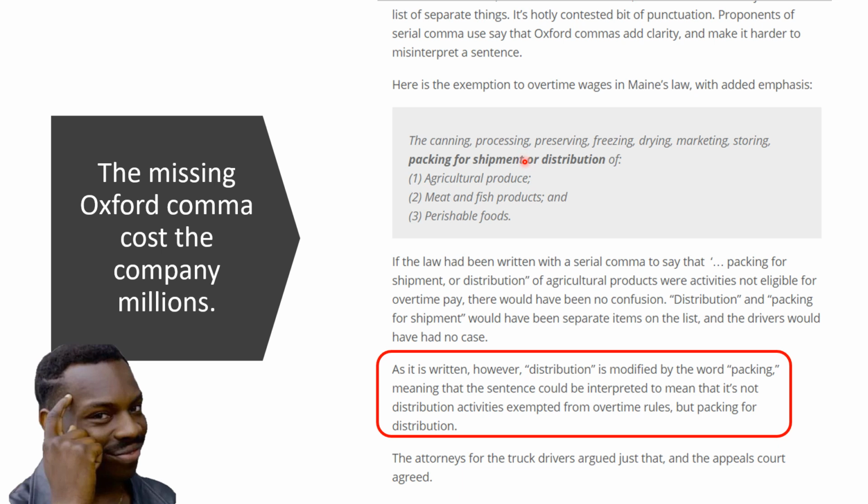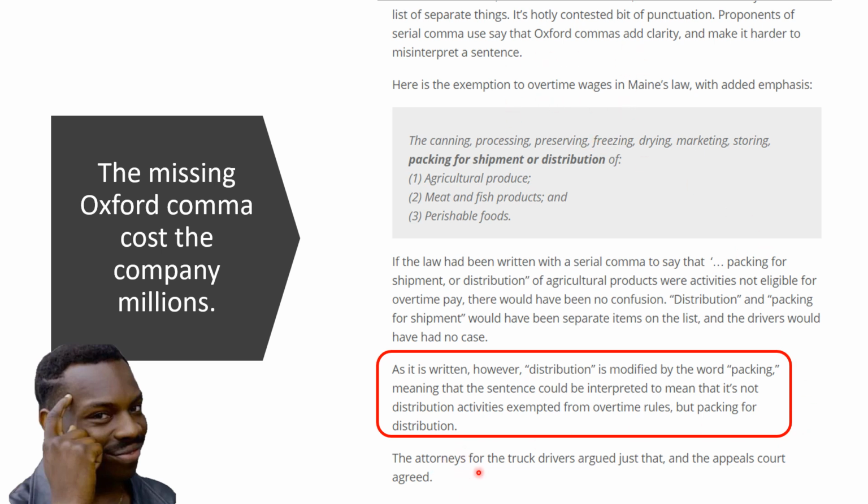Okay? Pag nalagay, if you place an Oxford comma here, the packing for shipment and distribution are two separate items on the list. But without the serial or the Oxford comma, the word distribution is modified by packing. So it is the packing that is exempted, not the distribution. And since the employees distributed beyond office hours, then their activity is not included on the list. And so they needed to be paid for overtime.